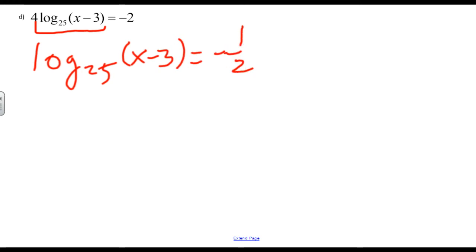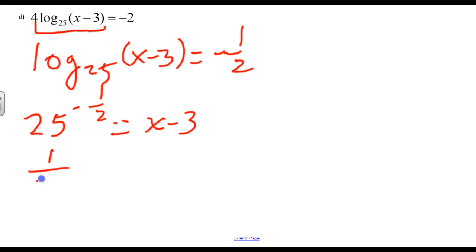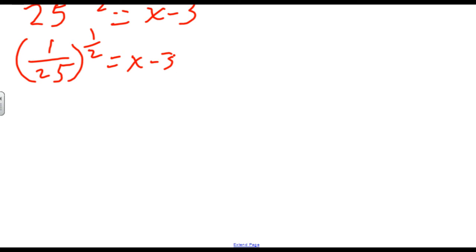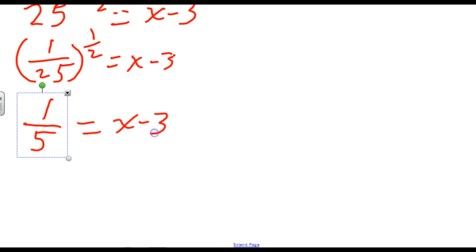By isolating the log, I can now write this equation in exponential form. This would say 25 to the negative 1/2 power equals x minus 3. Now, what does the negative do to this base? Well, it takes the reciprocal of that. And then the half power is here. Now, don't forget that the half power means that you need to square root both sides of the problem. So when I square root the top, I get square root of 1 is 1, and square root of 25 is 5. So 1/5 equals x minus 3.